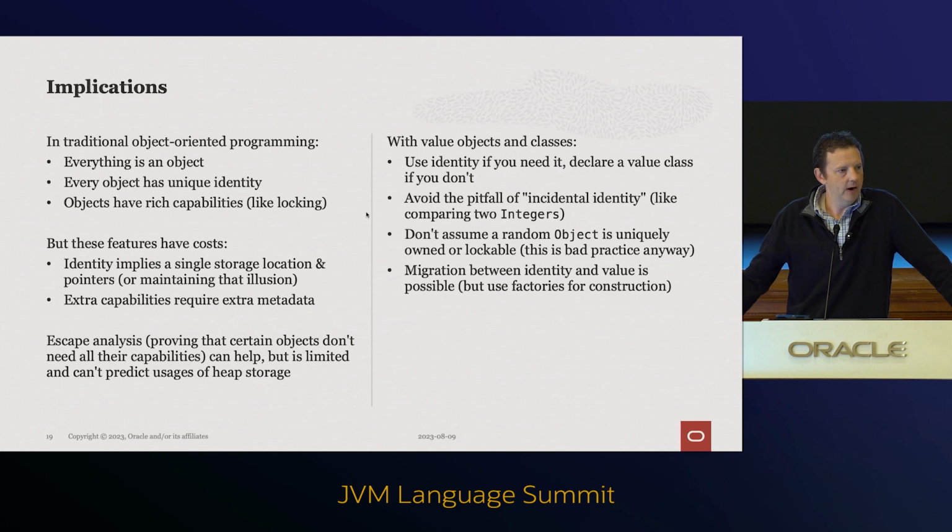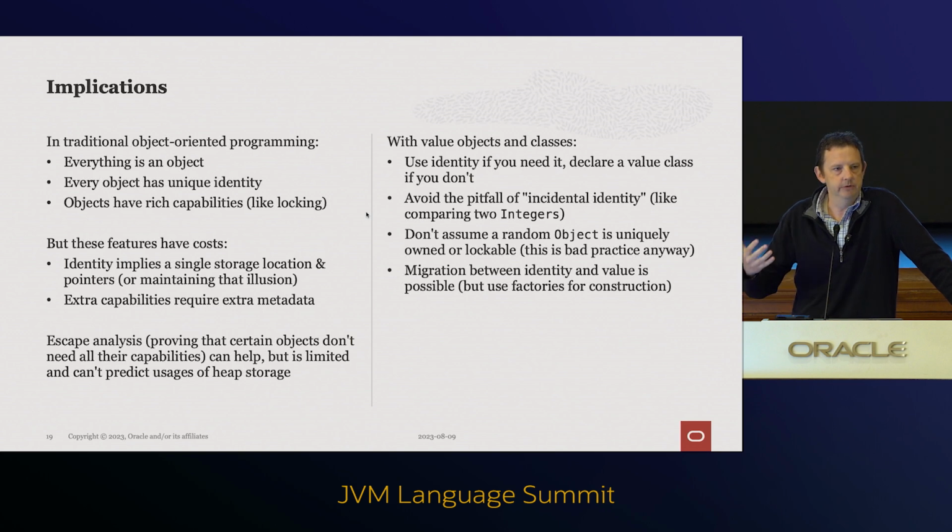In general, programming in this environment, you don't want to assume that some random object somebody gave you is your own, that you own it. That's a bad practice anyway if you don't know where it came from. But now you've got value objects where I may have this value object, but anybody who can create new ones can create another, and it will be equal to the one that I have.